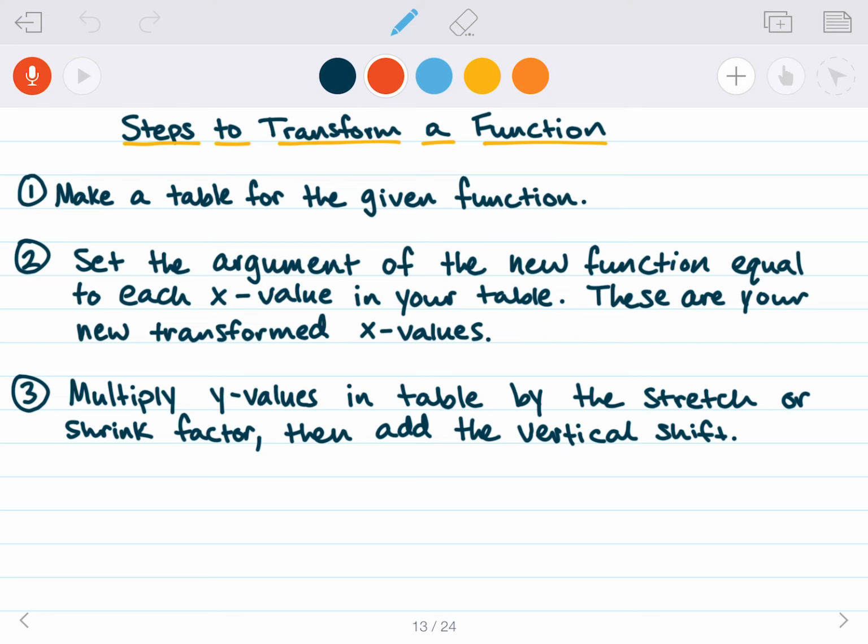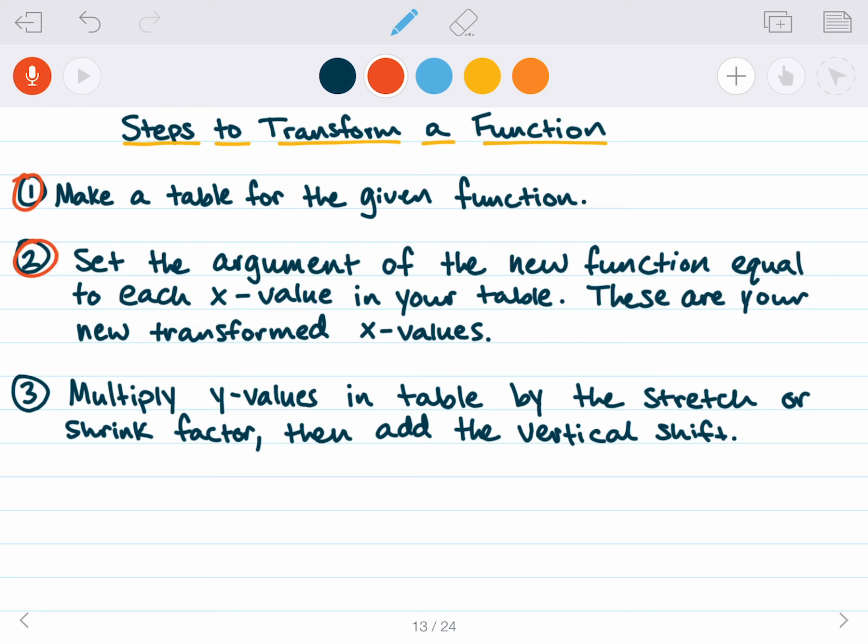So let's actually talk about steps to transforming a function. We're going to do a bunch of examples with these, so don't worry. We're going to make a table for the parent function. That's our first step. Then we're going to set the argument of the new function equal to each x value in your table, and those are the new transformed x values.